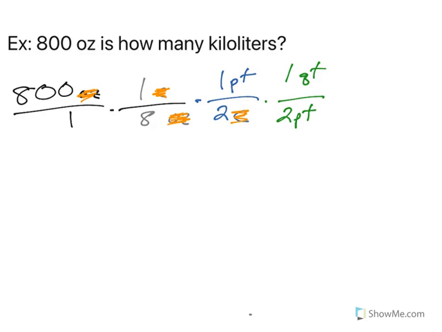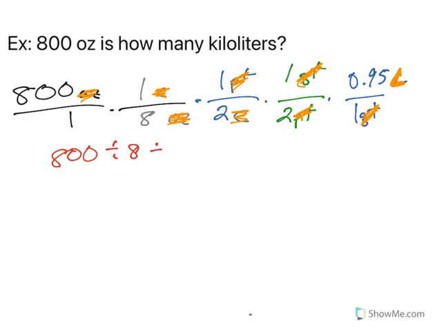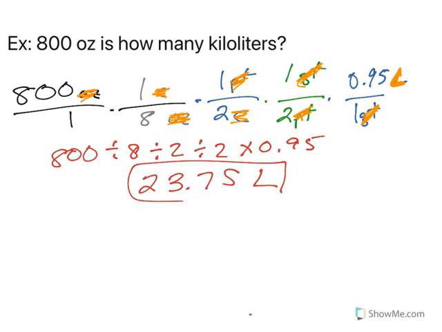Okay, so this is okay. And I know that 1 quart is 0.95 liters. Okay, so at least that last one, I'm now in a metric system. So let's go ahead and do the math here. So I'm at 800 divided by 8, divided by 2, divided by 2, times 0.95. And that gives me 23.75 liters. Is that my answer?